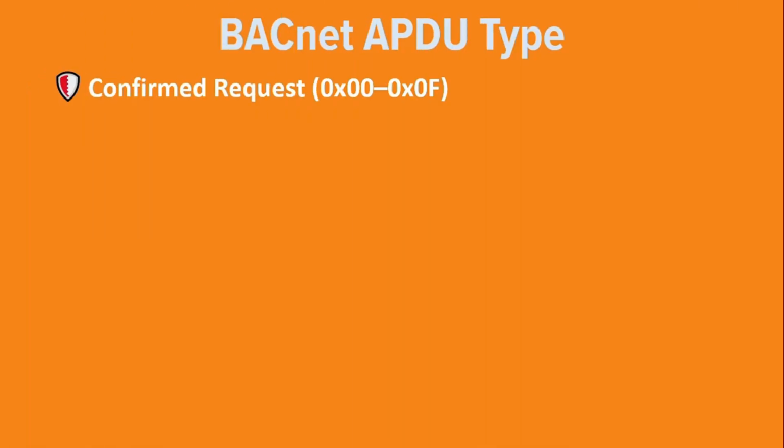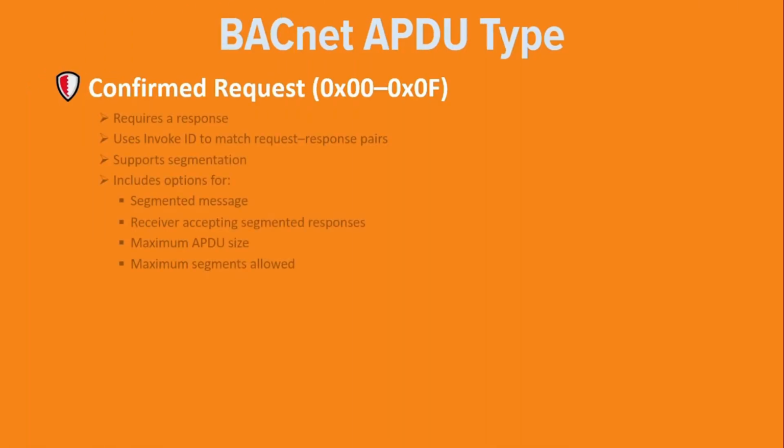In BACnet, a confirmed request is a message that always requires a response. It uses an invoke ID to match each request with its corresponding reply, and it supports segmentation for larger messages. The APDU also includes options like whether the message is segmented, whether the receiver accepts segmented responses, the maximum APDU size, and how many segments are allowed.